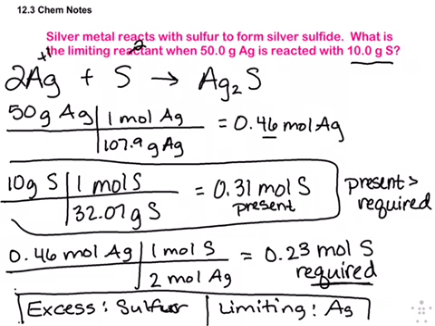Could you have done it the other way, like 0.31 mole sulfur and then done 1 mole sulfur? I believe so, yeah.